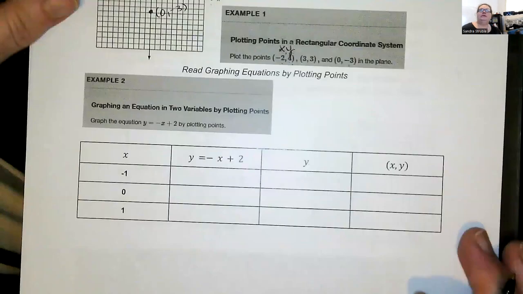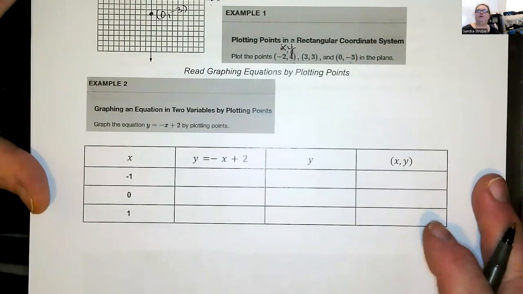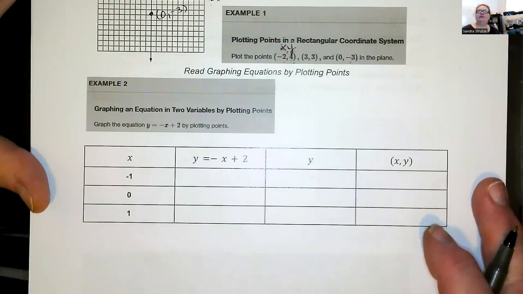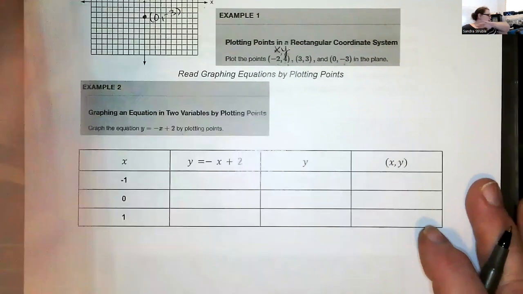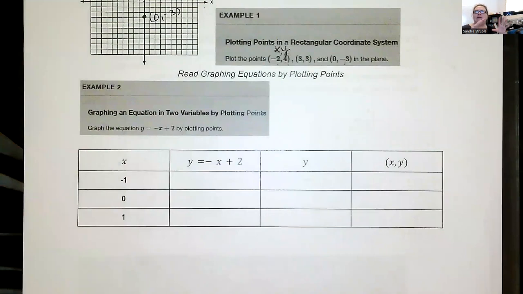Next one is example 2, graphing an equation in 2 variables by plotting points. It says graph the equation y equals -x + 2 by plotting the points. The other thing I'm going to tell you is please take notes. Besides taking notes, write down any questions you have as I'm going through here. If I don't answer them in the video, bring them to me and let me make sure that I answer them for you, or send me an email so I can make sure and cover it.